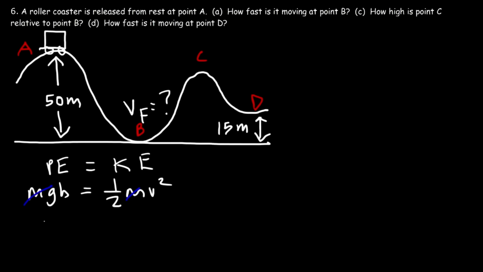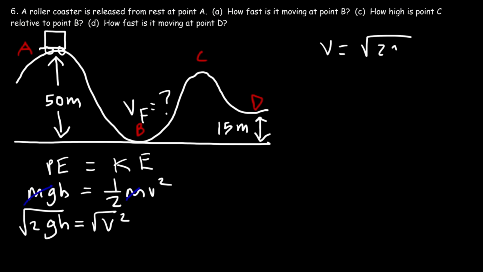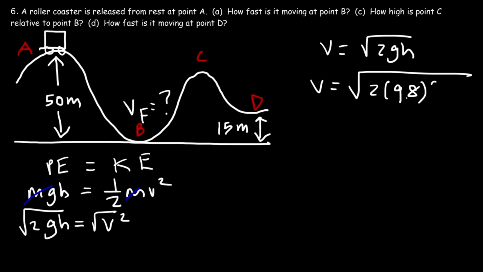And then if we multiply both sides by 2, we're going to have 2gh is equal to, 1/2 times 2 is 1, so it's just going to be v squared. So the velocity is going to be the square root of 2gh. So it's going to be the square root of 2 times 9.8 multiplied by the height, which is 50.